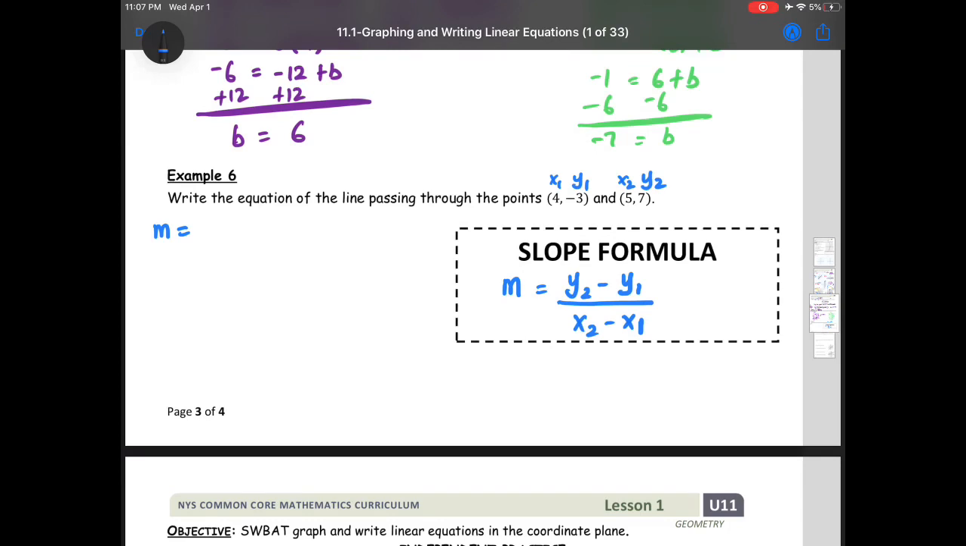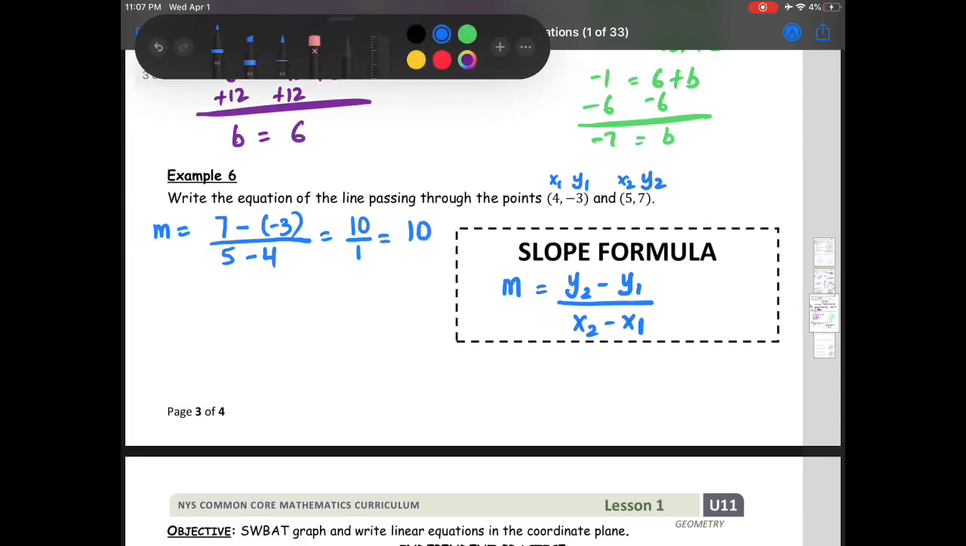So what is it? y2 is 7 minus -3. You can use your calculator or use your knowledge of integers. And 5 minus 4. Even your calculator on your phones can help you with this, right? What is 7 minus -3 is 10 over 1, which is 10. Positive slope means what? Line will be going up, right? So these are a few things. Although it's not asking me to graph it, you should be able to think.